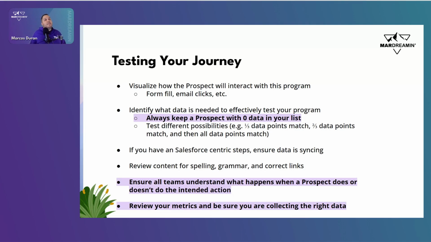Also make sure your team understands what happens when the prospect just doesn't do the thing that they were supposed to do. I think a lot of times we're always looking to see, like, did they do it? Did they do it? And we don't often take the time to reflect and say, hey, it didn't happen because of this reason. And again, just making sure we're collecting the right data.